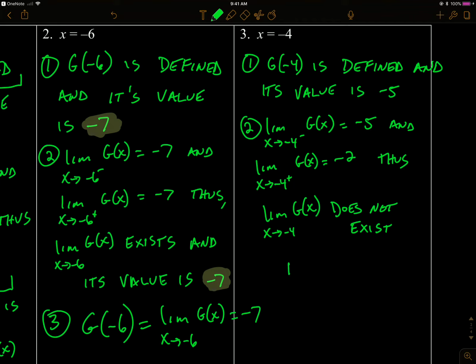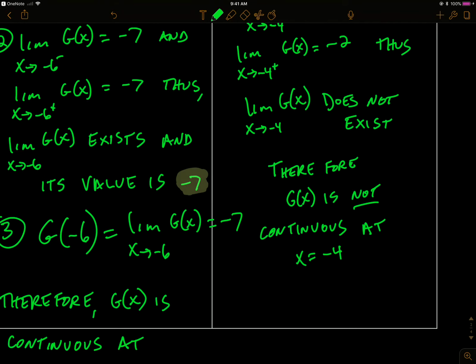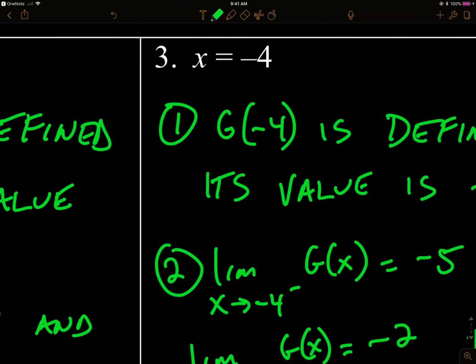Therefore, I don't even need to go any further. Therefore, g of x is not continuous at x equals -4. Why do I not need to go any further? Because once either g of -4 is undefined, or the limit does not exist, there's no way step 3 is possible. They can't be equal if one of them is undefined or the other one doesn't exist, right? So you can just stop at that point and say it's not continuous, and therefore is only one word.